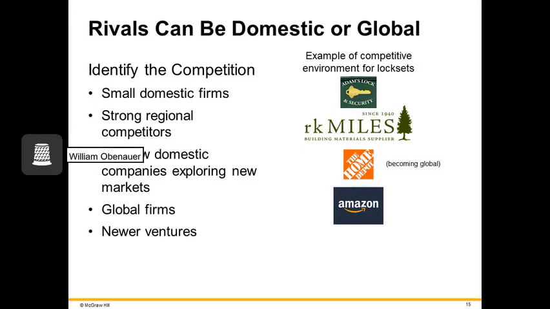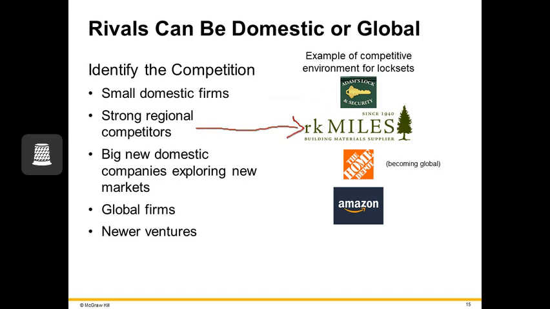Now, it's very important that we identify our competition as we walk through different types of competitors. I made some examples over here on the right-hand side of the competitive environment if we were looking to purchase lock sets in southern Vermont. Okay, so we'll start with our small domestic firms, and in this example, we have Adams Lock and Security, which is on Main Street in Bennington, Vermont. They have one location, a few employees, very small operation.